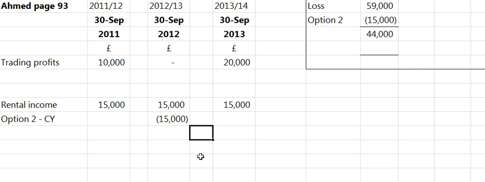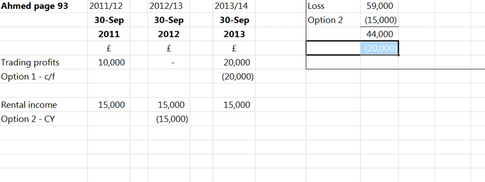Once he does the 15, he has 44,000 left. If he's just going to do a current year, then what he can do, therefore, is carry it forward to the next tax year, and he can use 20,000 of that 44 against the next available future trading profits. There. And then he has a loss carry forward of 24. Again, carry it forward and use it against the next available future trading profits.